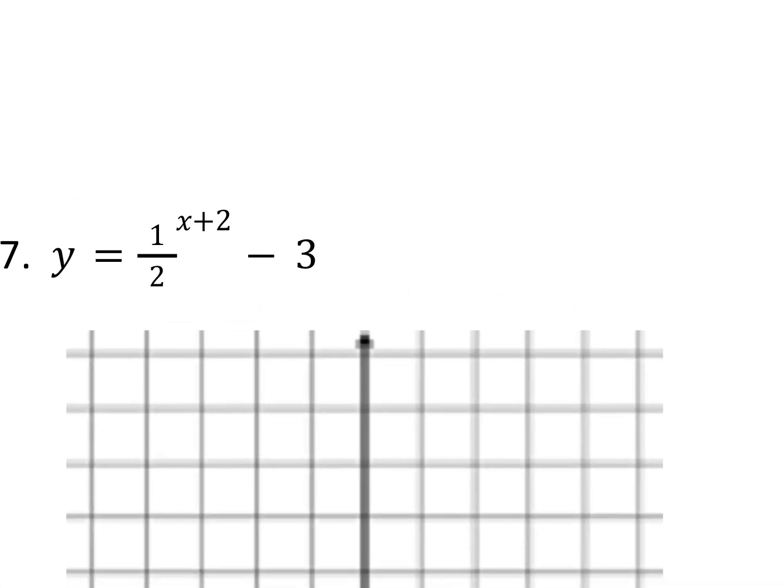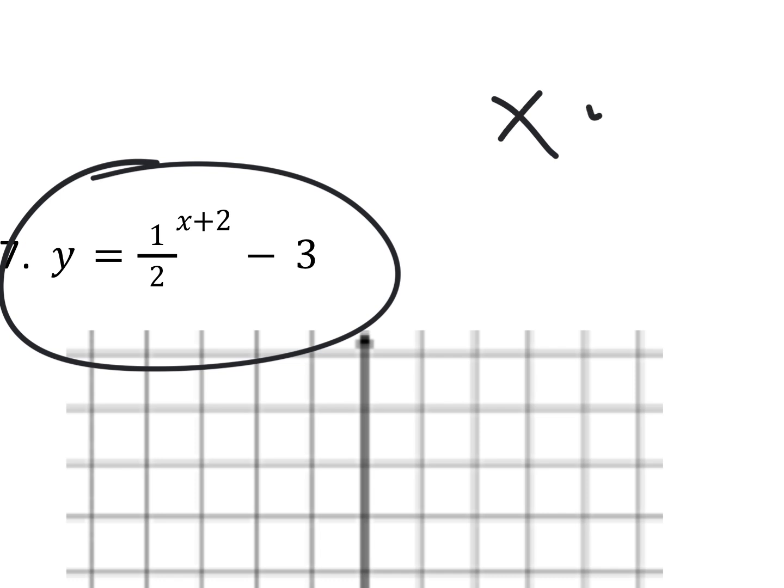Everybody, write down this problem and make an XY chart for me. I'm serious, there's probably 5 questions where if you can just make an XY chart, you got it. So let's practice that. Make an XY chart for this one. Almost done. You got like 2 minutes left.